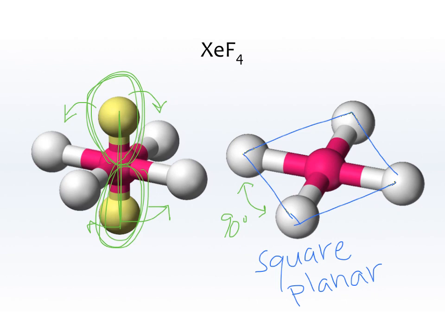So here we have square planar, which is the very last shape that you need to know for the AP test, and that is all your shapes.